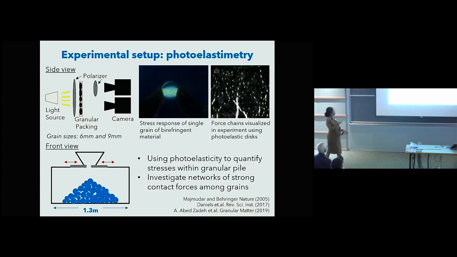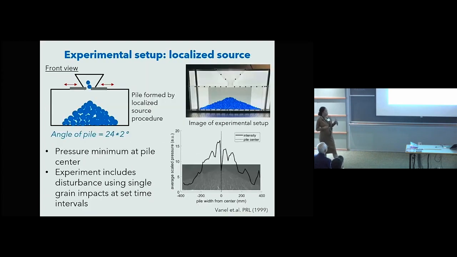The grains are 6 millimeters and 9 millimeters in diameter. So we have a bidispersed arrangement of about 1,500 grains. Here's a picture of the setup in the lab space. And we formed a pile using what's called a localized source procedure. So the grains are falling through a funnel that's attached to the top of our experimental chamber. And we allow the grains to fall from this narrow channel and flow, forming successive avalanches as a pile forms at its angle of repose.